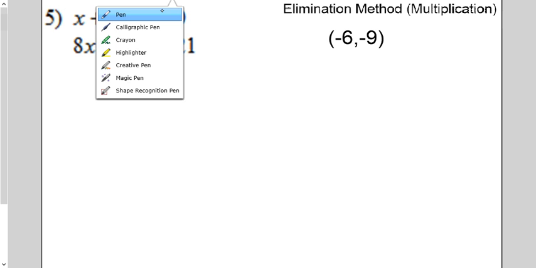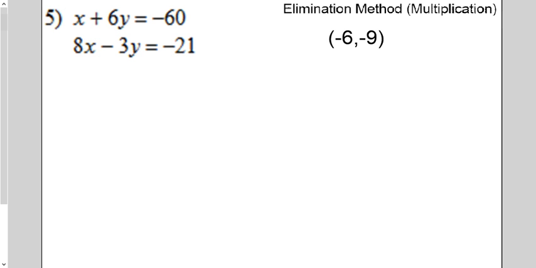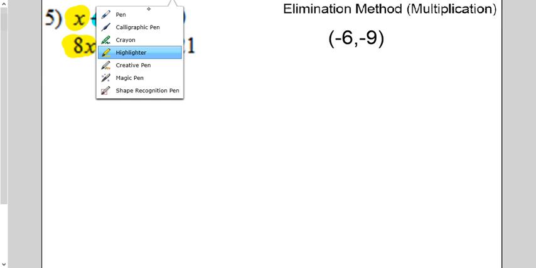Let me get a highlighter out here too, so that we can look at it. When you look at this, you've got an x here and an 8x there, so if you added them together, it would be 9x. But over here, you've got a positive 6y and a negative 3y, and that would be positive 3y when you add them together. So adding is not going to work. Subtracting them will not eliminate one of these either. And so you've got a decision to make.